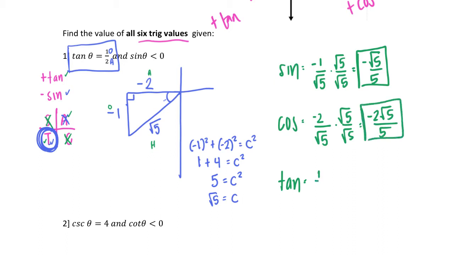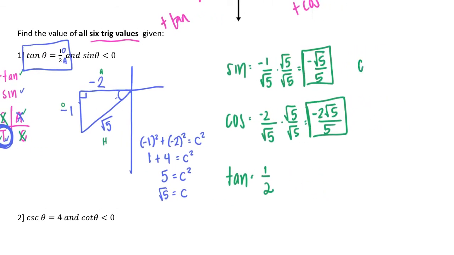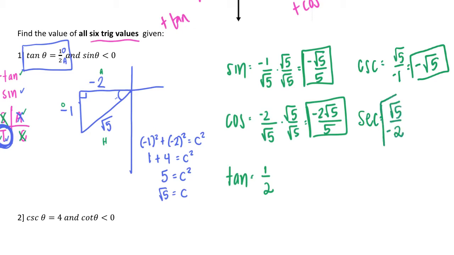Tangent, they already told us, is 1/2. Now, take a second and also find the reciprocals. Cosecant is the hypotenuse over the opposite. You can simplify that to the negative square root of 5. Secant, hypotenuse over adjacent. Do not have to rationalize. And cotangent is 2 over 1, which is simply equal to 2.